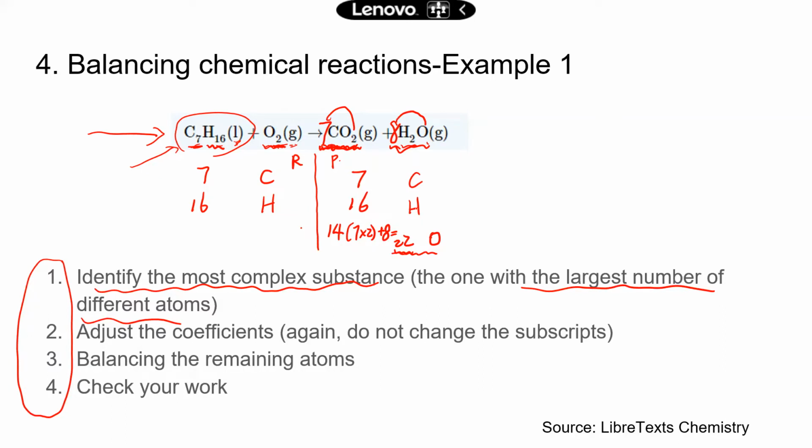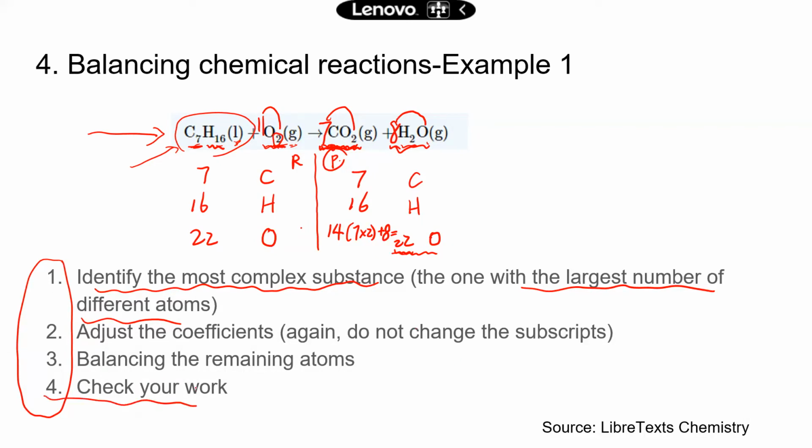So on the product side, we have 22 oxygen atoms. So we need to get to 22 on the reactant side. So how do we get to 22 oxygen? There's already a subscript here. So 22 divided by 2, that's going to be 11, right? So again, double check, 11 multiplied by 2 is 22, right? So now everything is balanced.